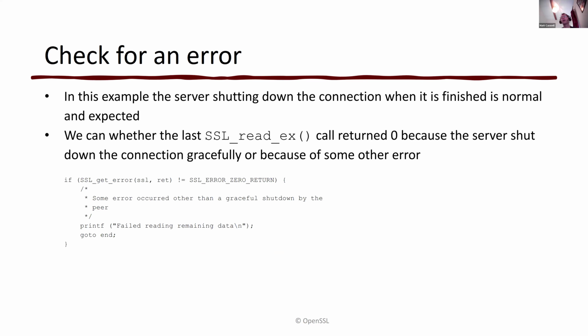So now we just want to check, well, what was the reason for that error? And we can call this function SSL_get_error. We pass in the SSL object, and we also pass in the return code from the read call that we got, and we check what the error code is. A normal graceful closure by the server will be indicated by a code of SSL_ERROR_ZERO_RETURN. So if we get that, then great, everything worked, no problems. If we get anything else, then that's some other kind of non-graceful failure of the connection. And again, we bail out.